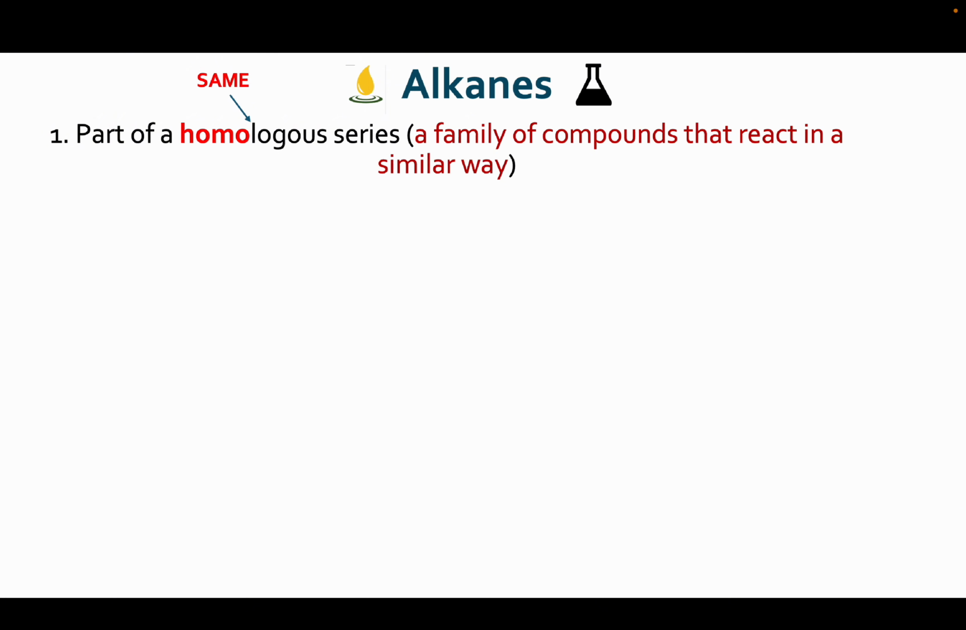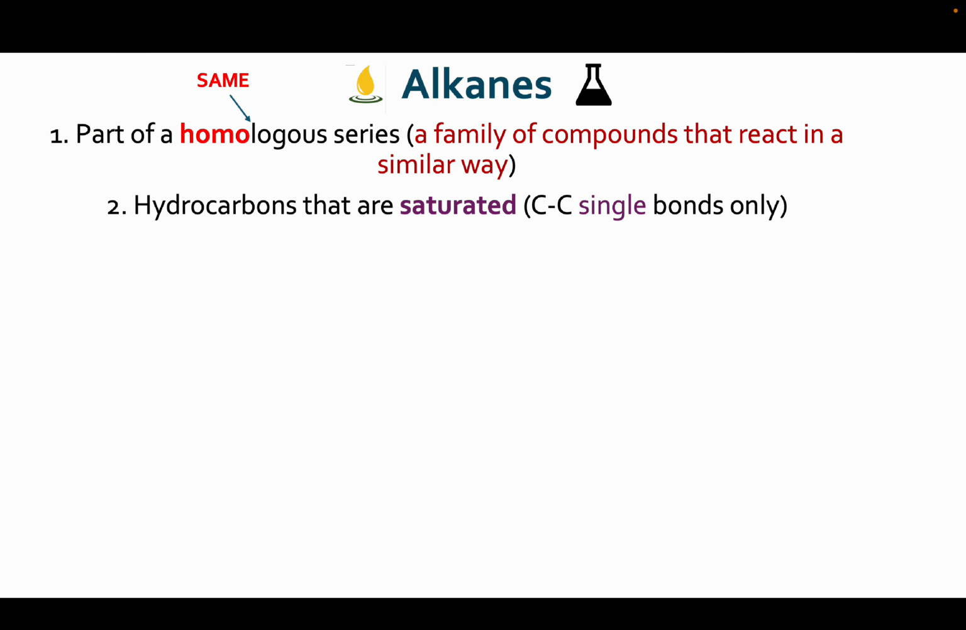So we're now going to go straight into our first type of hydrocarbon, and they are called alkanes. The first thing you need to know about alkanes is they're part of a homologous series, and the word homo here is same. That is basically a family of compounds that react in a similar way, and they have the same functional group. Secondly, alkanes are hydrocarbons that are saturated. So S for saturated, S for single. That means they have carbon-carbon single bonds only. They have a general formula of CnH2n+2.